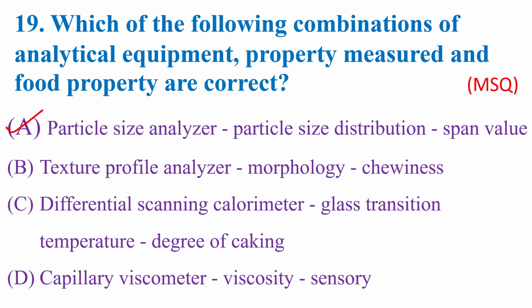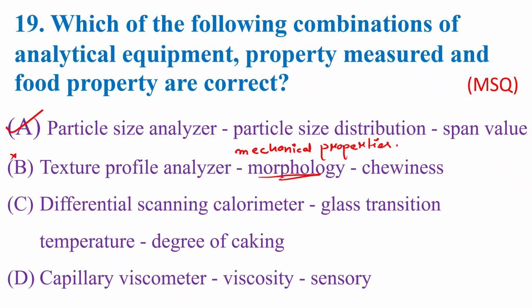Next, texture profile analyzer, morphology, chewiness. So this texture profile analyzer measures the mechanical properties, not the morphological property. Mechanical properties can be hardness, chewiness, whereas morphology is assessed by microscopy. So over here, this will be incorrect.